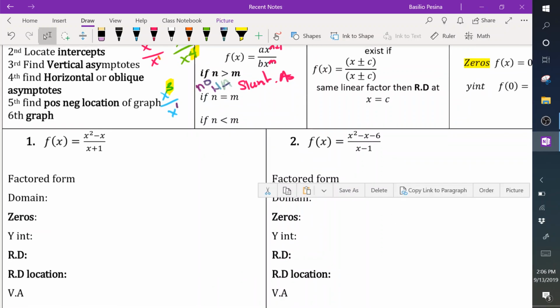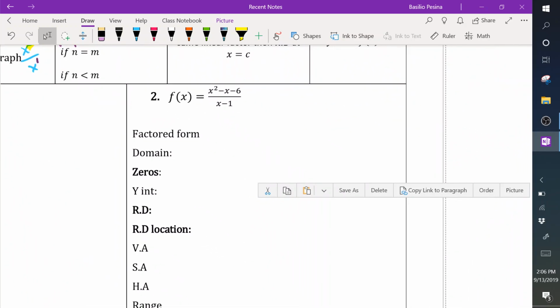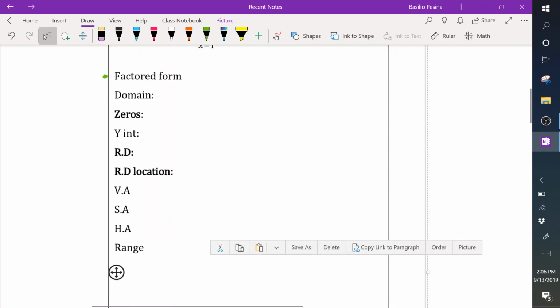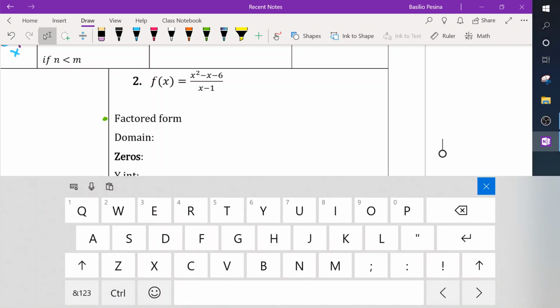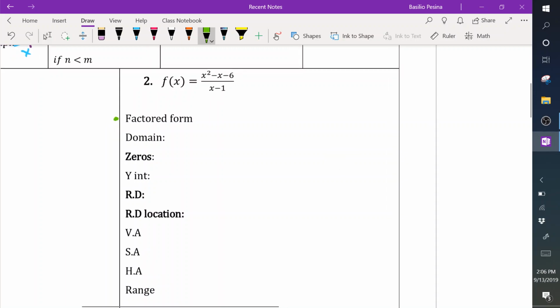Similar to yesterday's, we have to find all the information. So let's do this one real quick. Here you go. The first thing we've got to do is find factored form. I can see the numerator is x squared minus x minus 6, and I can do the tabular method if I choose to, or I can factor from what I know. So let's practice some tabular factoring.